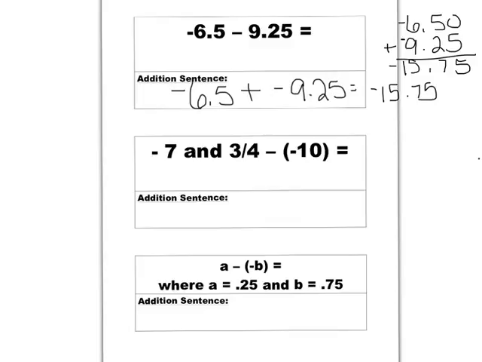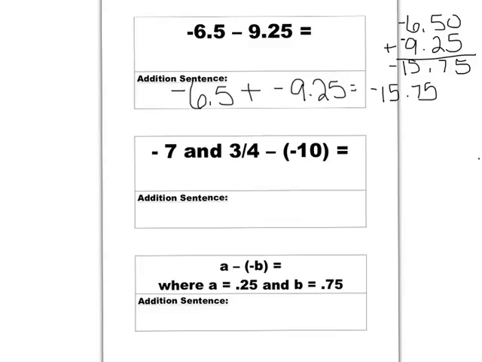Okay, let's look at the next one. We have negative 7 3/4 minus a negative 10. A lot of negative signs right there, and we've got mixed numbers and whole numbers. But let's take this one step at a time and KFC to make an addition problem.